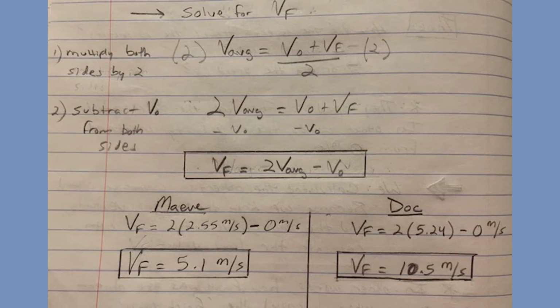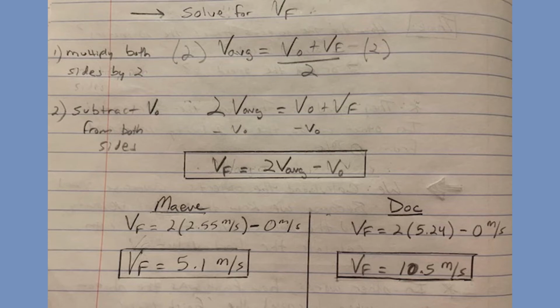What we're going to do, we're going to solve for final velocity. So we're going to take that initial equation that the average velocity equals v sub 0 plus v sub f, divided by 2. That's where we start. Well, what we want to do is isolate final velocity. We want to isolate v sub f. So the first thing we can do is multiply both sides by 2. When we do that, we're going to get 2 velocity average equals velocity initial plus velocity final.